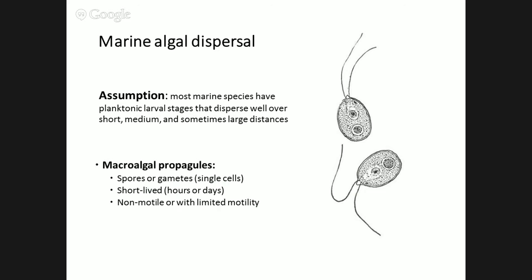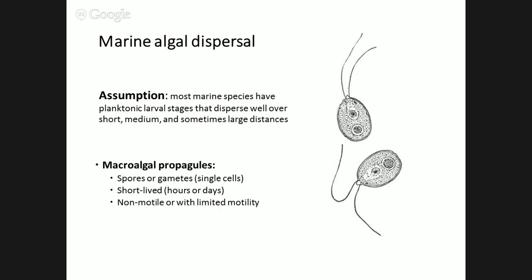So I'll go back to this assumption that I mentioned a few minutes ago, the idea that most marine species have a planktonic larval stage that can disperse well over short, medium, and or large distances. Let's look at what algae are actually capable of doing. So macroalgal propagules, so the dispersal units of seaweeds, are typically pretty small. We can be talking about spores or gametes, the reproductive cells. These are single cells, and they often look something like this.